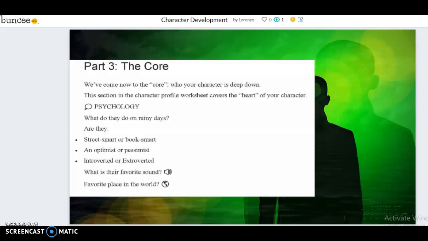Part 3 of characterization is getting at the character's core. In other words, we want to find out about this character deep down, or the psychology of the person. What do they do on rainy days? Are they street smart or book smart? Are they an optimist or a pessimist? Are they introverted or extroverted?